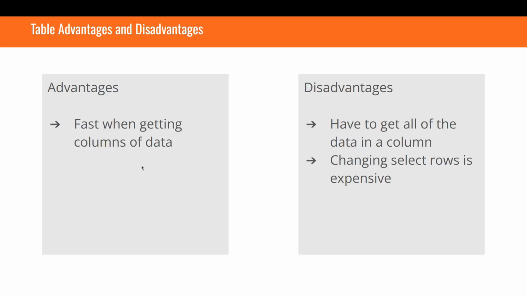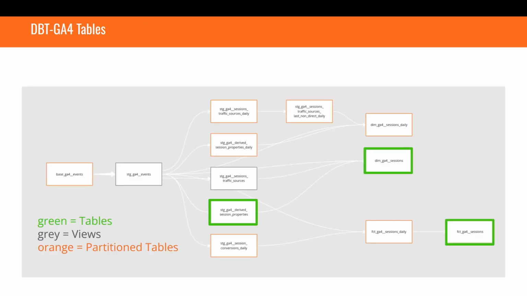Also, because it's designed to get columns of data, changing individual rows is very expensive, whereas a transactional SQL database that you'd build an application on, for example, changing rows is what it's built for. So the advantage is the table is very fast for getting columns, but you have to get all of the data in a column, and you want to be careful about changing individual rows.